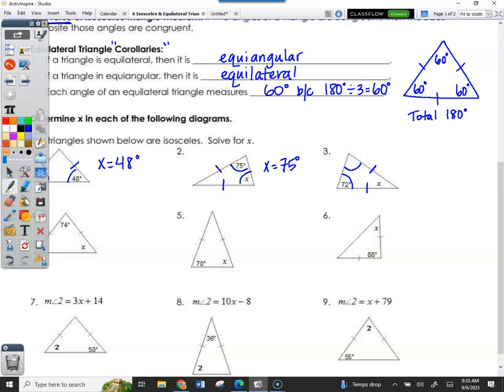Then you can label, okay, if that's 72, this is 72, what is my total I'm working with? Always 180. So I can do the subtraction method. I can take the 180, go to my calculator, and subtract off what I already know. I know 72, 72, and that would leave me with what? 36?